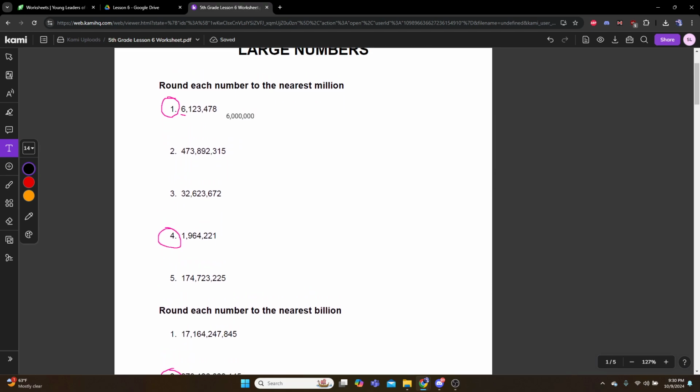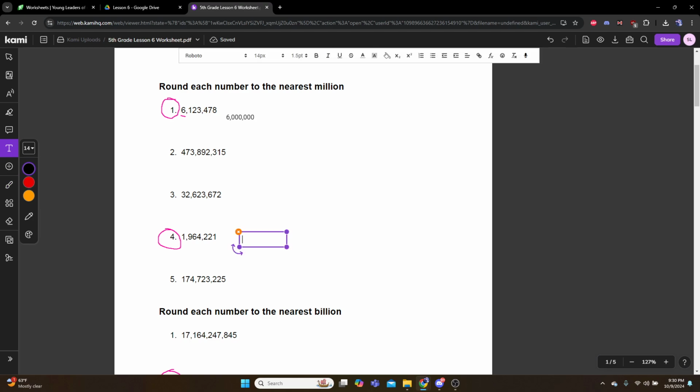Number 4. This is pretty much the same thing as number 1, where we look at the millions place and then we determine whether the next number would make this one round up or round down. Or, I mean, round up or stay the same. So we look at the 1, which is in the millions place, then look at the number after, which is a 9. And since this is greater than 4, we would turn the 1 into 2 because we would round it up. So this would turn into 2 million.